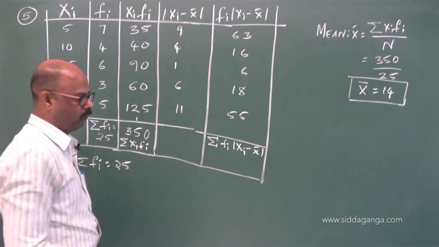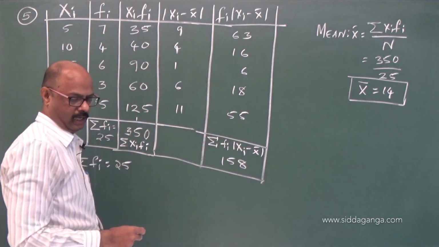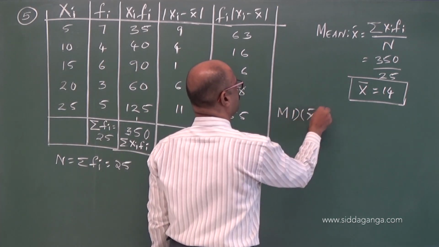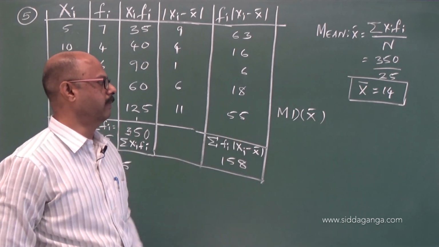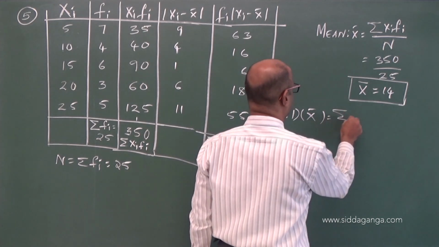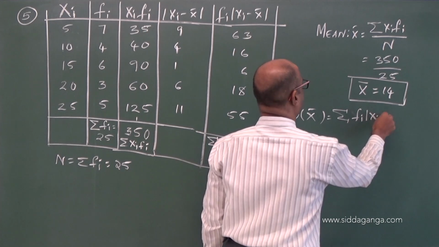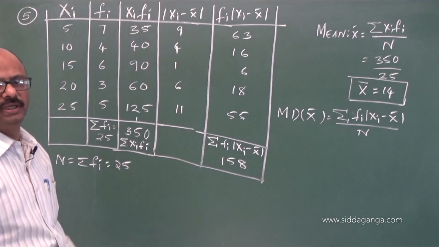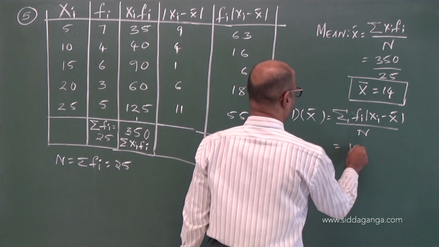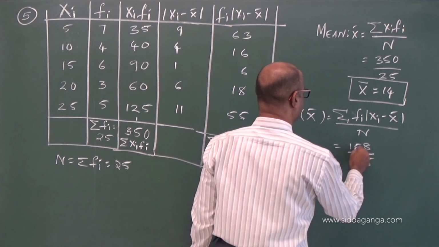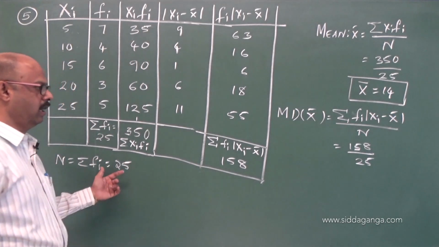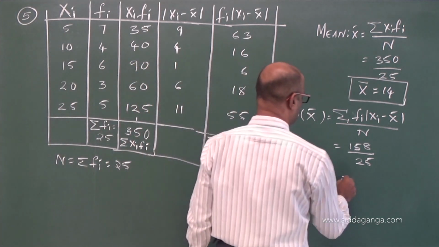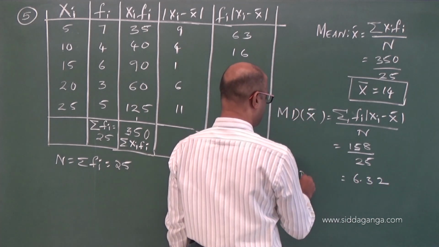You add all this, you will get 158. So mean deviation, that is MD of x bar, means mean deviation about mean, given by the formula sigma fi into modulus of xi minus x bar divided by capital N. Capital N stands for sigma fi, that is 25. Substitute, this is equal to 158 divided by 25. If you calculate using the calculator, you will get 6.32. This is MD of x bar.